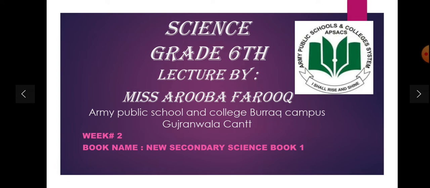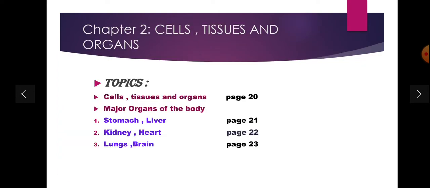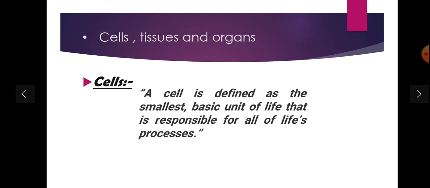So, here's week 2, assignment 2, and your book name is New Secondary Science Book 1. Chapter 2, cells, tissues and organs. Today's topic, cells, tissues and organs, on your book page number 20, and major organs of the body, stomach, liver, lungs, brain, kidney, heart, on page numbers 21, 22 and 23.